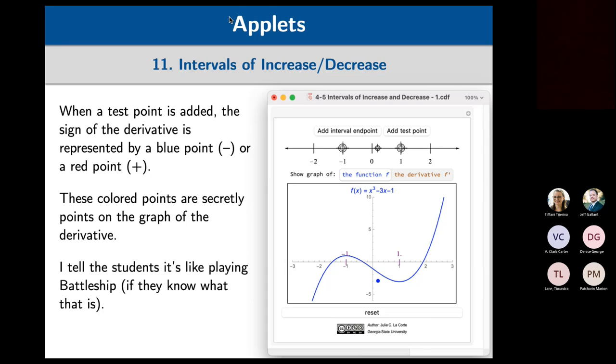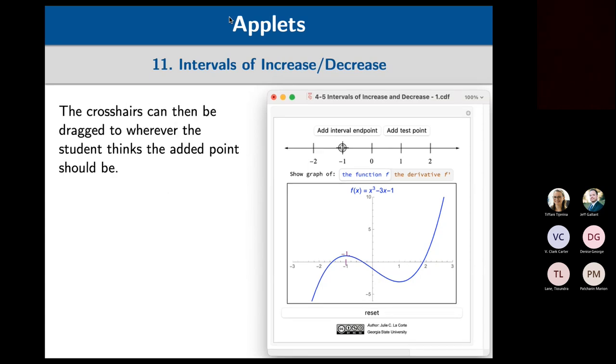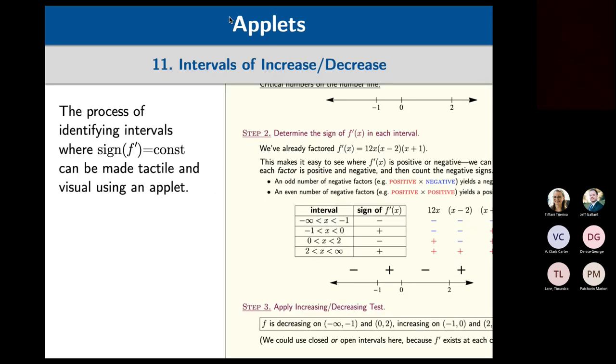When a test point is added, the sign of the derivative is represented by a blue or red point. The students will come to find out that these points are points on the graph of the derivative, but when we're working the problem for the first time, I tell them just look for the color. The color tells you the sign that you were looking for in the sign chart.